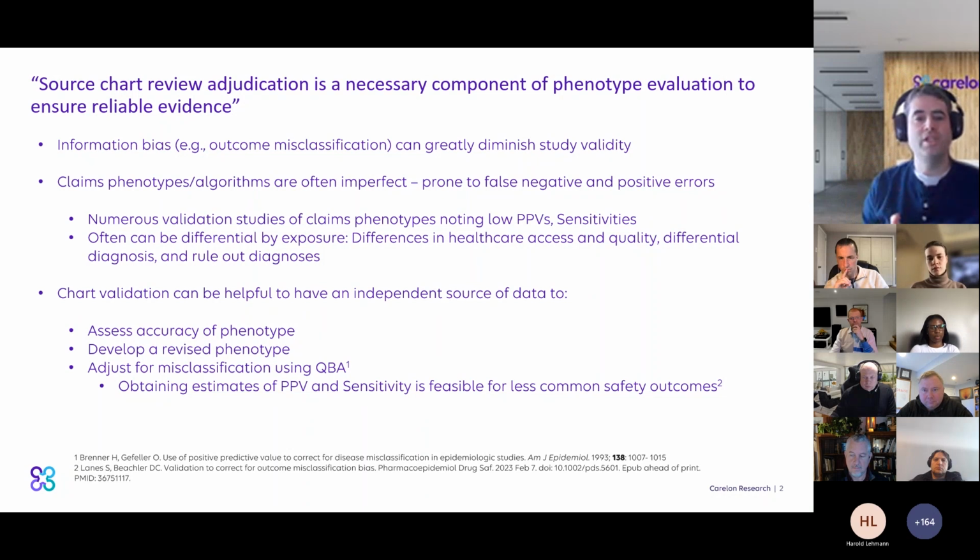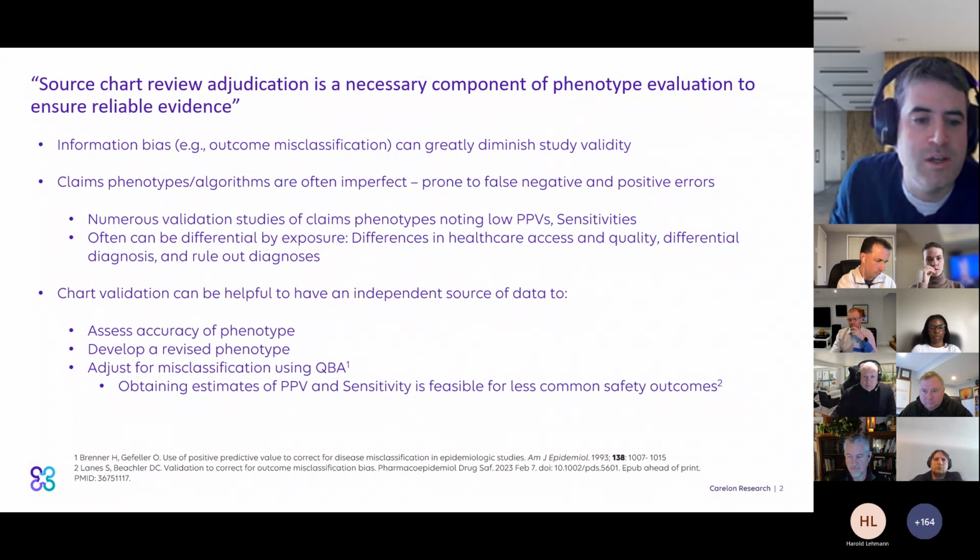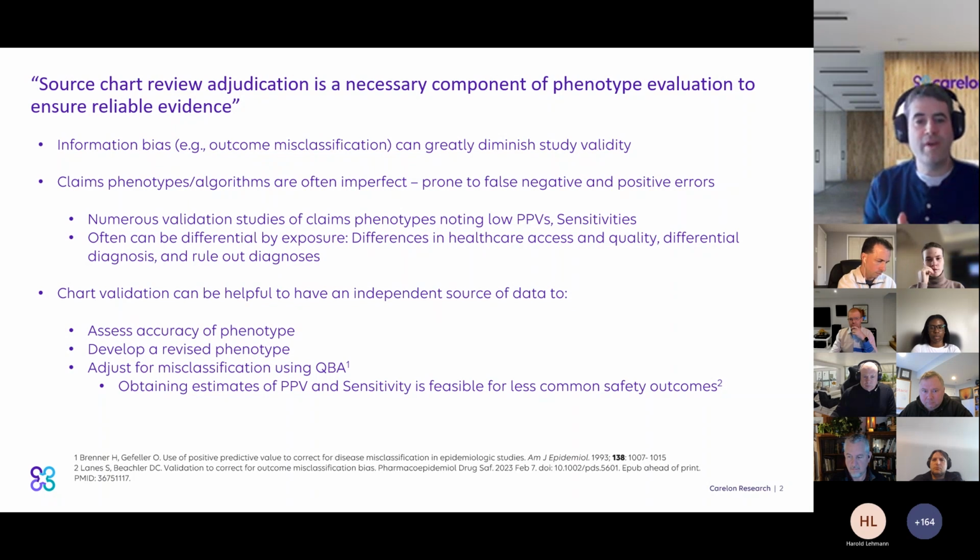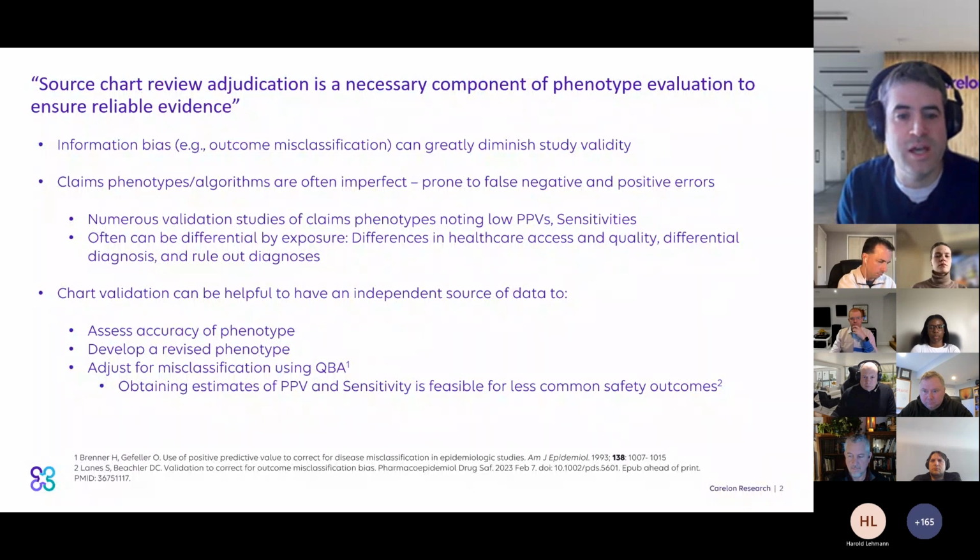And I think one of the challenges in our field, especially when working with less common, rare safety outcomes, is that it's hard to get at specificity. But there are quantitative bias techniques, I cite here Brenner and Gefeller, particularly, that use positive predictive value and sensitivity to correct or adjust for this misclassification. You can design your validation studies in a way, it may take a little bit larger validation study, that you could get estimates of PPV and sensitivity, even for less common safety outcomes, and then use those in the comparative study to adjust your effect estimates.